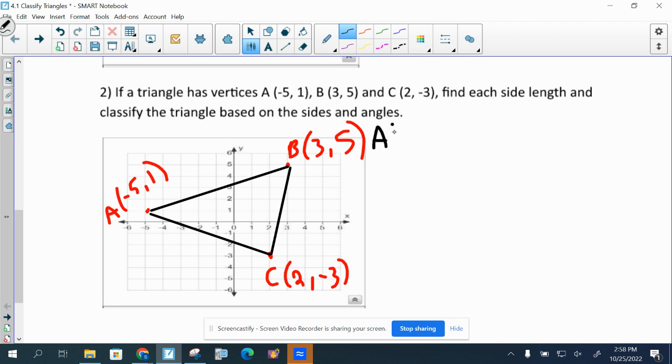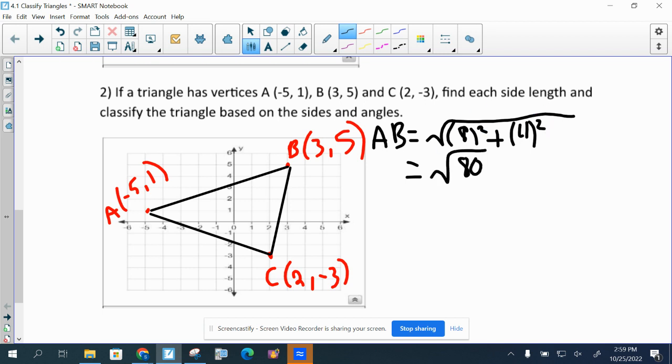So find AB. That would be 3 minus negative 5, which is 8 squared, plus 5 minus 1, which is 4 squared. That's 64 and 16, which make 80. So this is the square root of 80. It's okay to leave it like this because we're not really trying to find the answer per se. We're just comparing. If we leave everything under the square root, then we can compare that way.